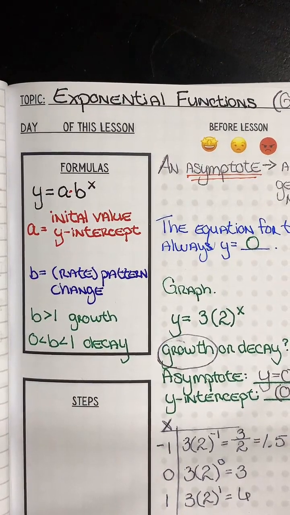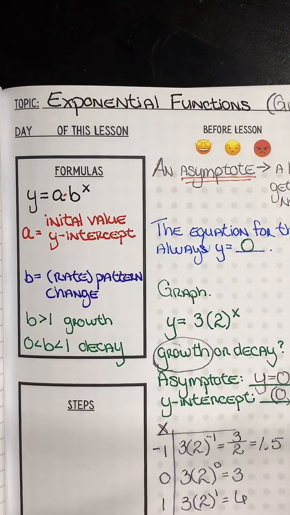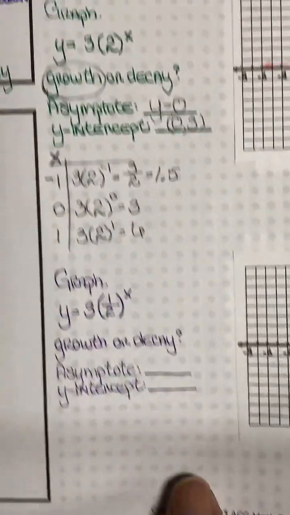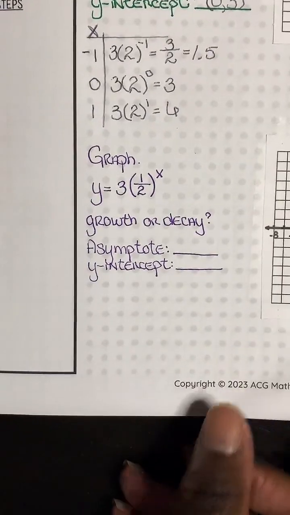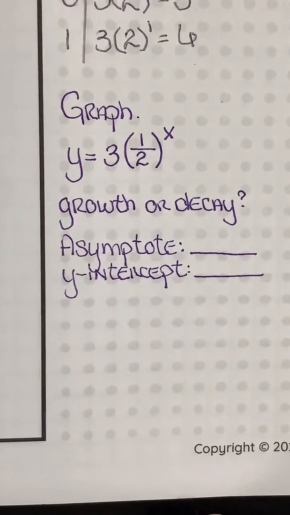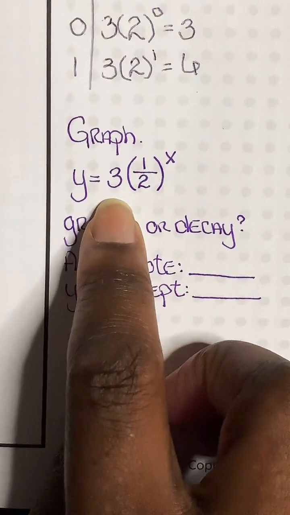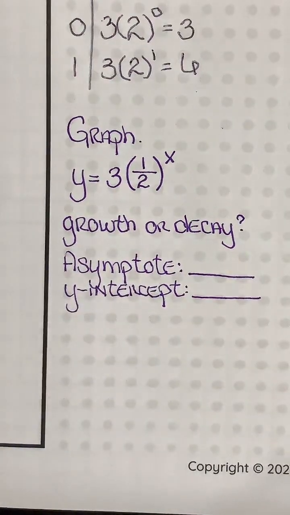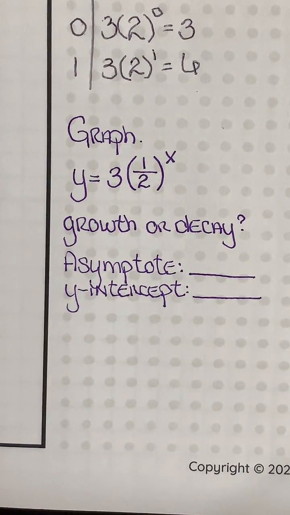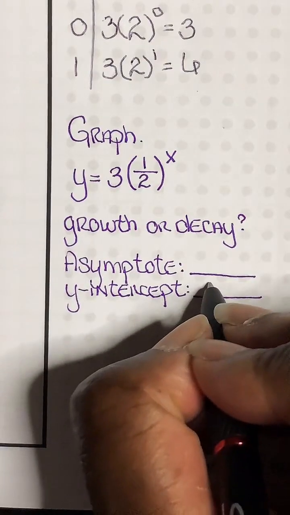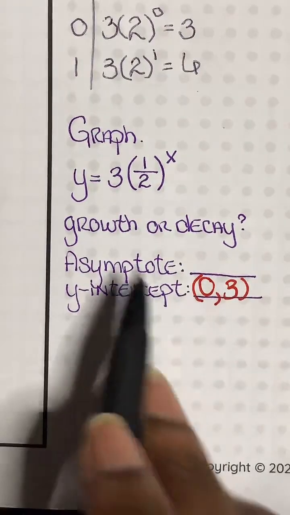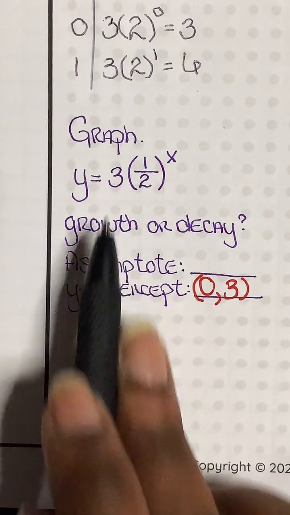Okay? Now rise over run works for linear, okay? We're not doing linear, we're doing exponential. All right. So if we take a look here, my a is the 3. Okay, so that's my y-intercept. That's where we start. So I might as well just put that bad boy down. So our y-intercept is going to be 0, 3, because that's what my a value is.